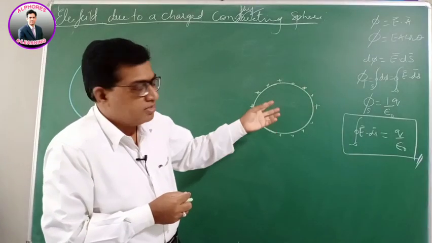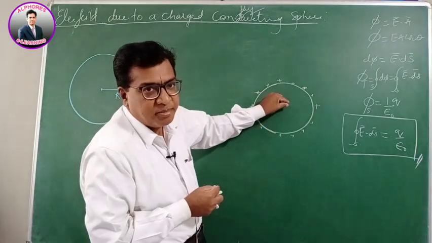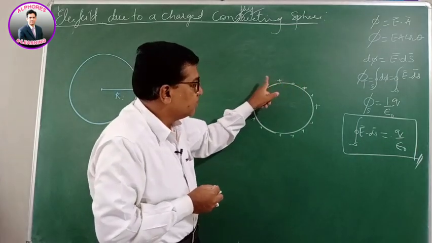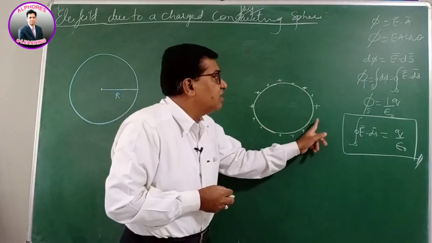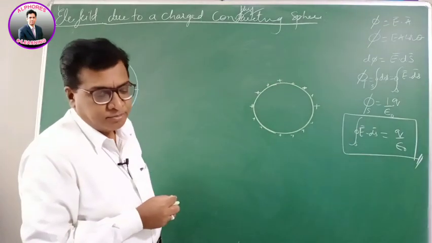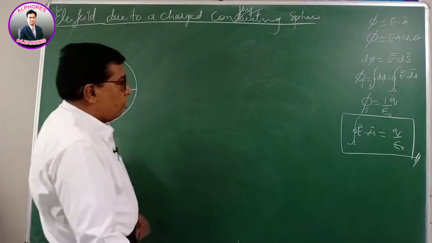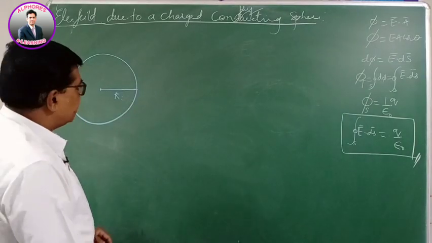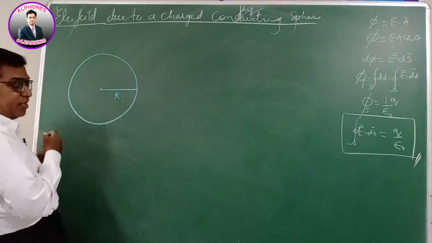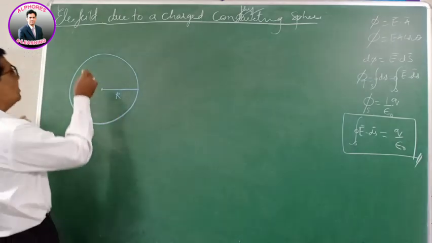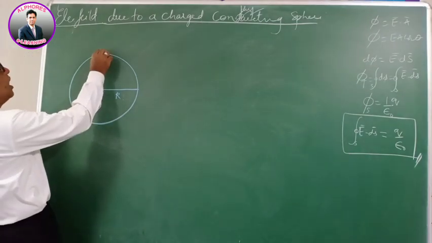Right, due to some process, charge appearing inside will move to the surface. So charge exists only on the outer surface of a conductor. So for a charged conductor, a conducting charged sphere, whenever charge is given to it, charge exists on the outer surface.